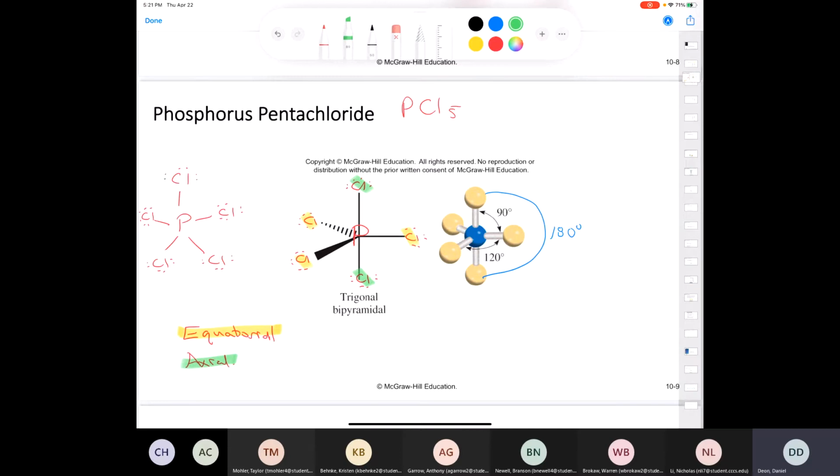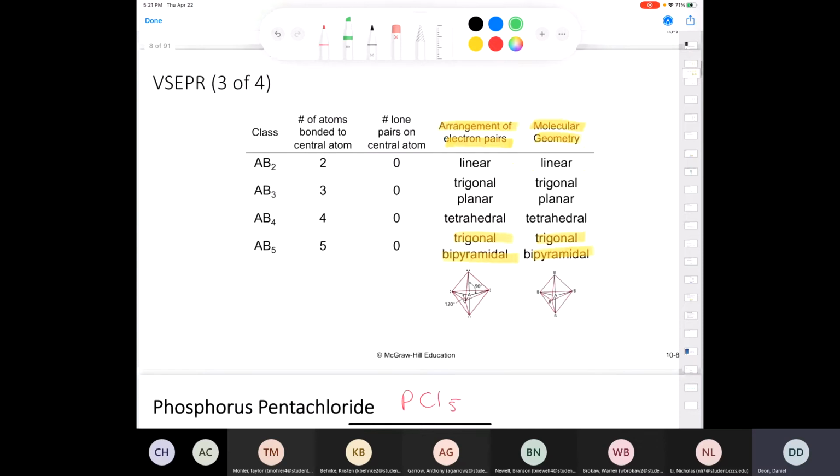Give me a thumbs up if you follow me up to this point. We've got linear, we've got trigonal planar, we've got the tetrahedron, we've got the trigonal bipyramidal. Well, I got some good news for you.